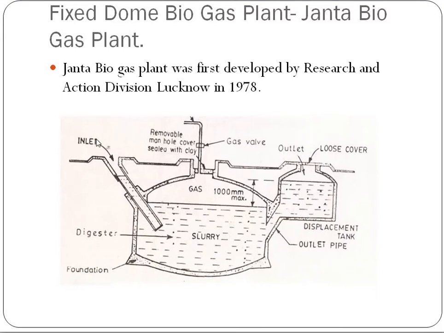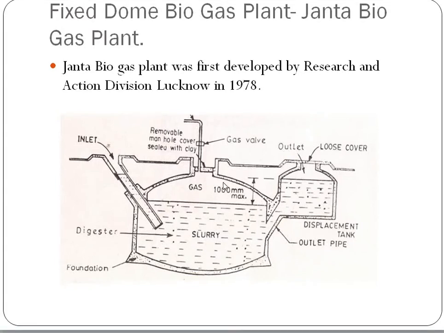Here there is an inlet, then a digester where slurry is kept, then we have the outlet and displacement tank, outlet pipe, loose cover and gas valve. The biogas produced in the plant is liberated through the gas valve, and there is a removable manhole cover sealed with clay for cleaning purposes. This diagram you have to draw on a drawing sheet.